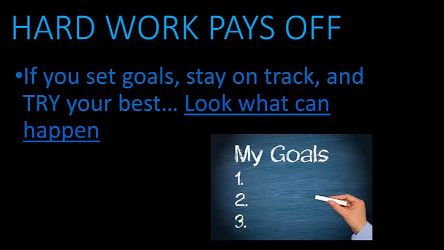Now that you know what a scholarship is, keep in mind if you set goals, stay on track, and try your best, hard work will pay off. Let's look at what happens when hard work pays off.